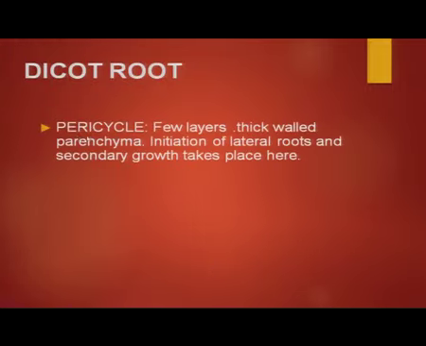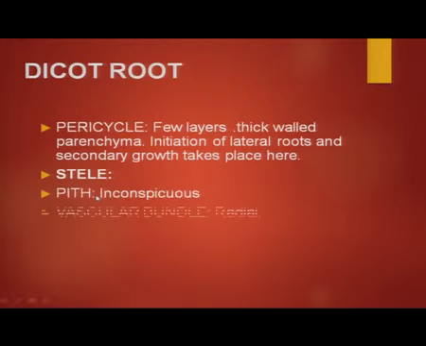Moving on, the next layer that comes inside is the pericycle. The pericycle is few layers thick and it has thick walled parenchymatous cells. The lateral roots and secondary roots initiate from here only. All the tissues that are present inside of pericycle comprise the stele. So, it includes the pith and the vascular bundles.